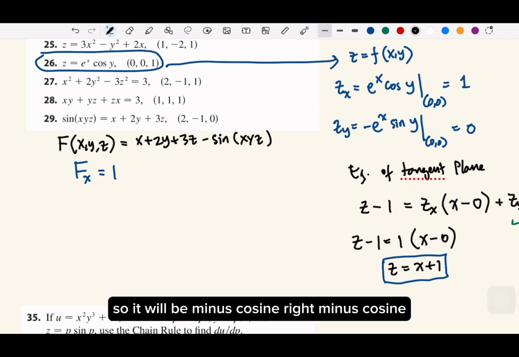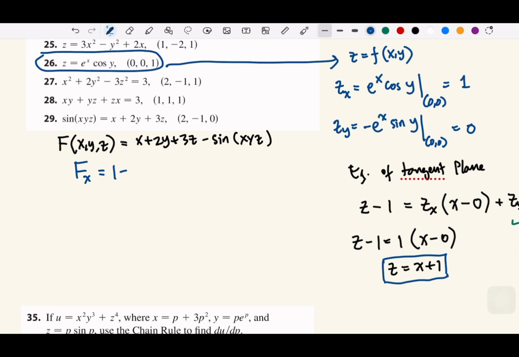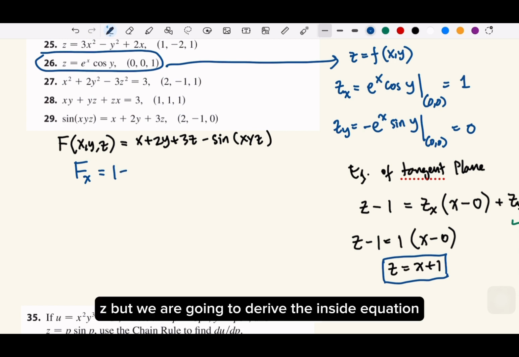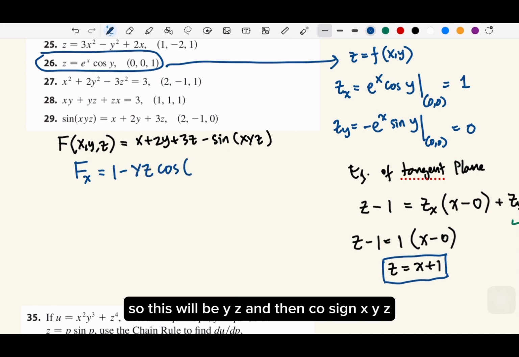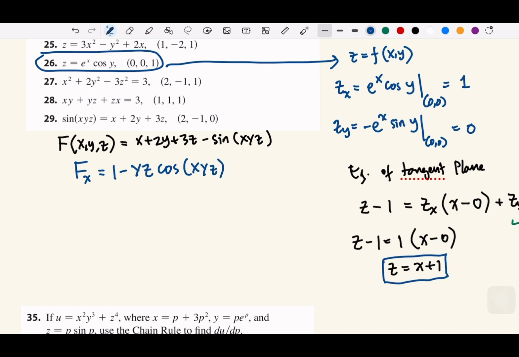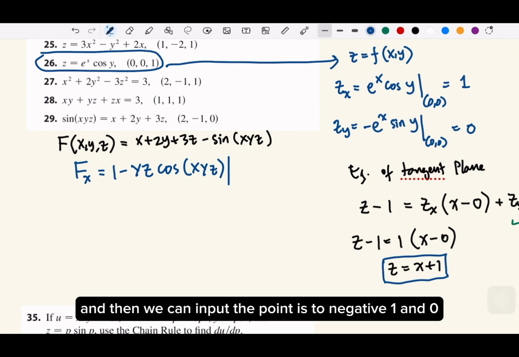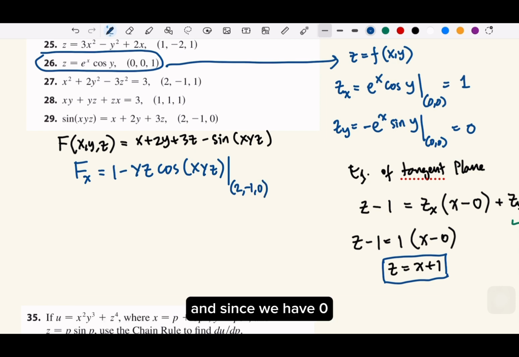So it will be minus cosine xyz, but we are going to derive the inside too. So this will be yz times cosine xyz. And then we can input the point, which is 2, -1, and 0. Since we have 0, this will be very interesting to solve. With 0 as z, it will be 0 because of yz. So this will be 1.